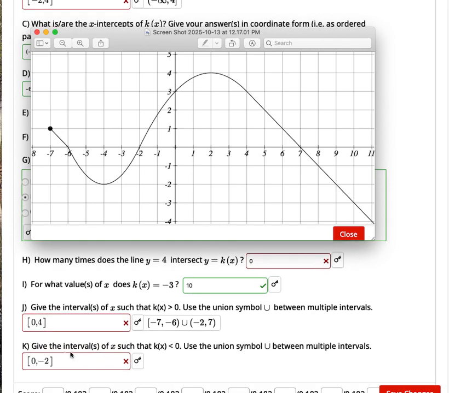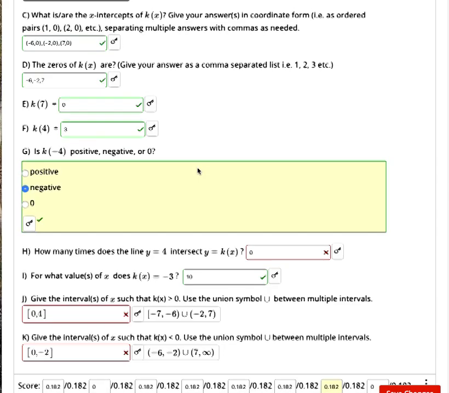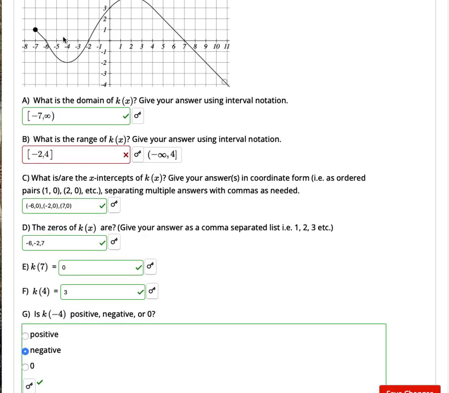And then give the interval where k is less than 0, so that's the places where it's going to be below the axis. So that's going to be between -6 and -2, and then from 7 to infinity, and those should all be parentheses. Yep, because they're all actual endpoints that are landing on the 0, and we can't include the zeros.